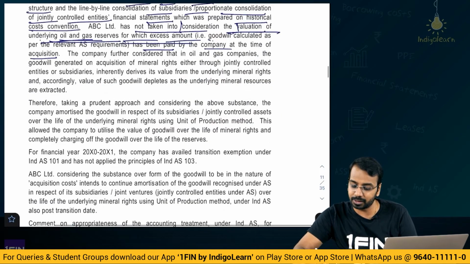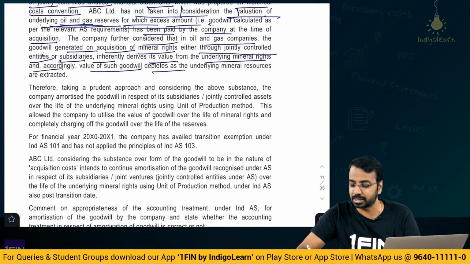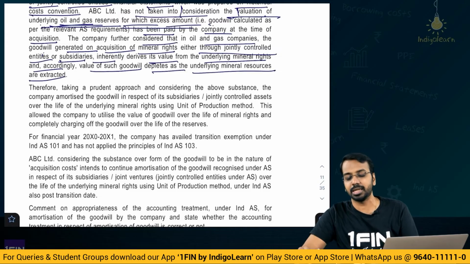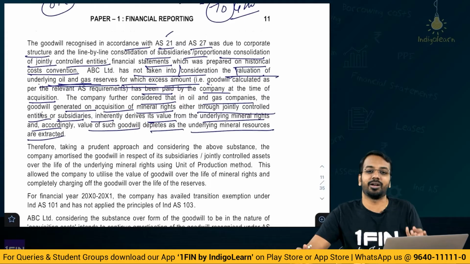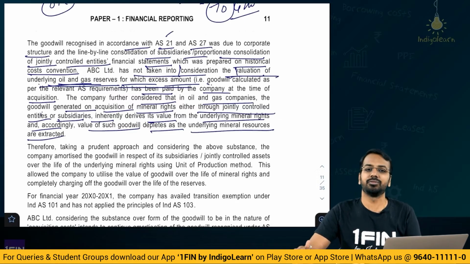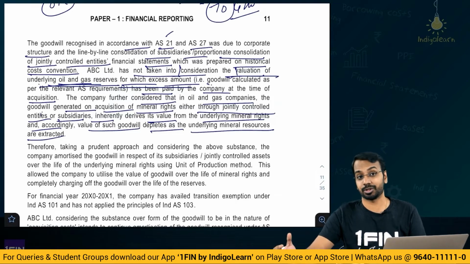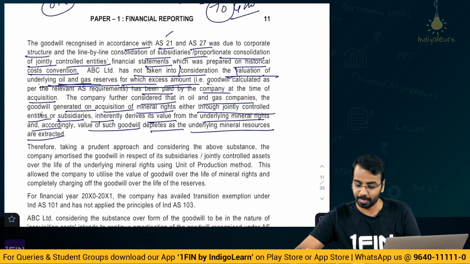Okay. The company further considered that in oil and gas companies, the goodwill generated on acquisition of mineral rights either through JCE, jointly controlled entities, or subsidiaries inherently derives its value from the underlying mineral rights, and accordingly value of such goodwill depletes as the underlying mineral resources are extracted. So the logic is that goodwill, whatever is there, it is dependent on the oil reserves, and as we extract oil reserves, the goodwill will also be depleted. If you remember, under accounting standards, you amortize goodwill. Okay, if there is amalgamation and you recognize goodwill, that is amortized. Here you don't amortize. Here you will do impairment testing.